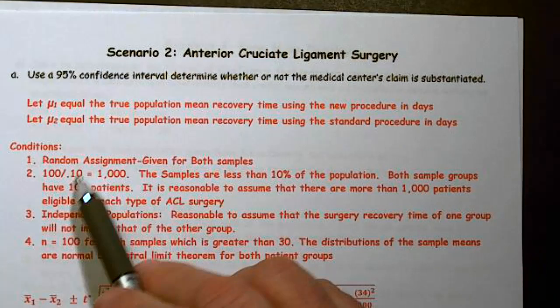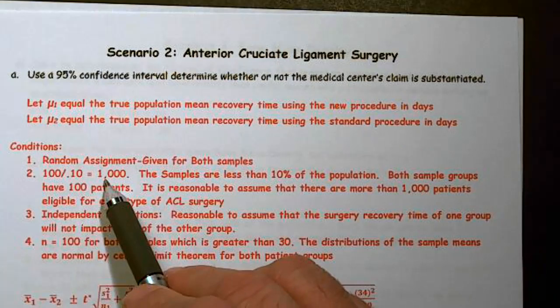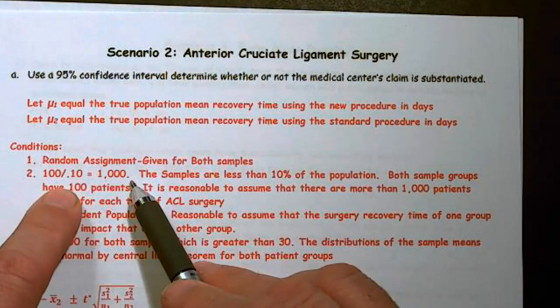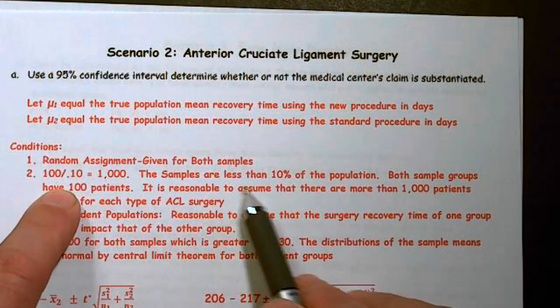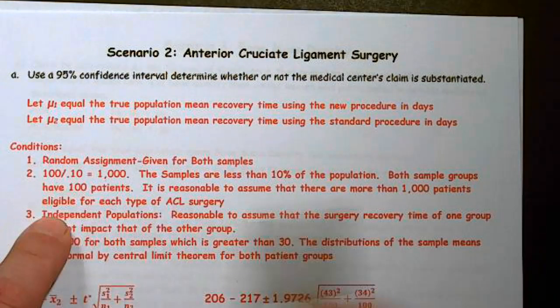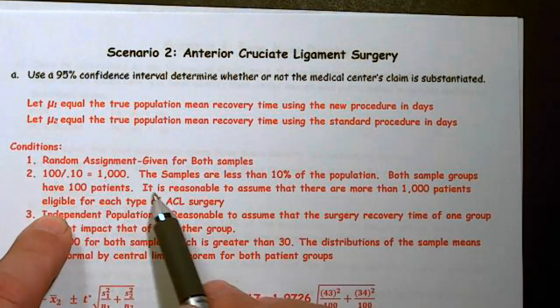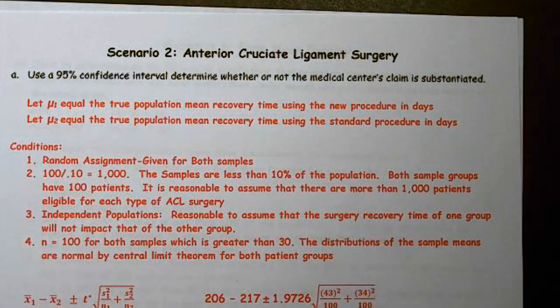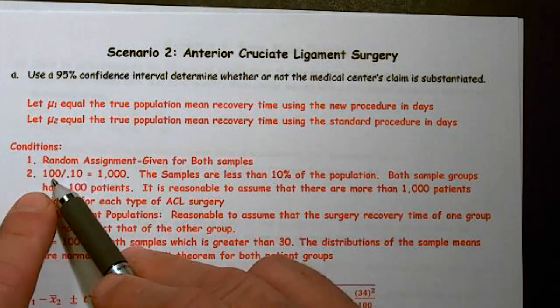And then we need to talk about the sample size. Well, we basically have 100 for each one. So we need to address them separately. And the samples are less than 10% of the population. Both sample groups have 100 patients. It's reasonable to assume that there are more than 1,000 patients eligible for each type of ACL surgery. So please make sure that you don't do 200 here.